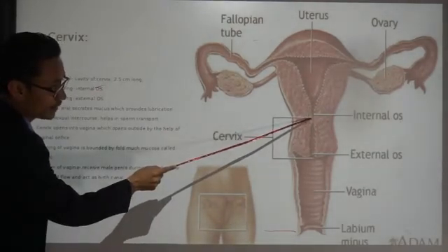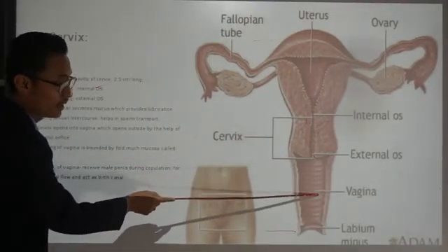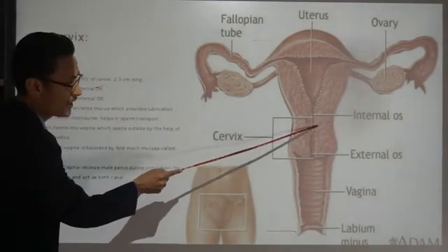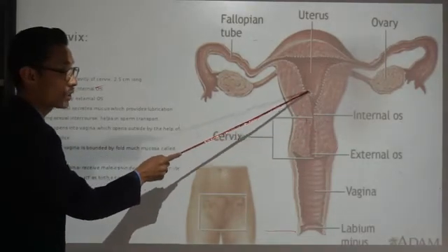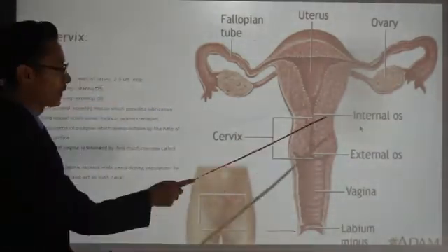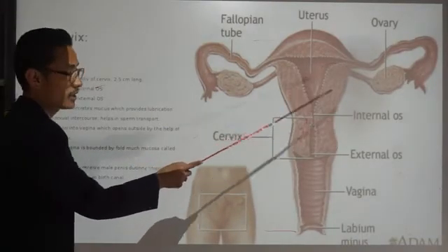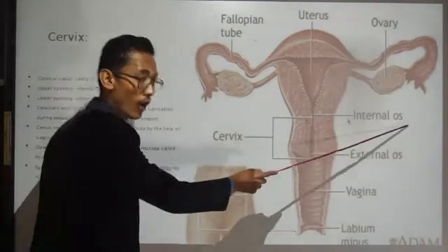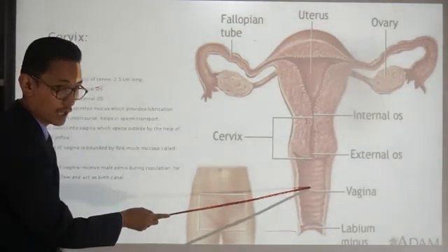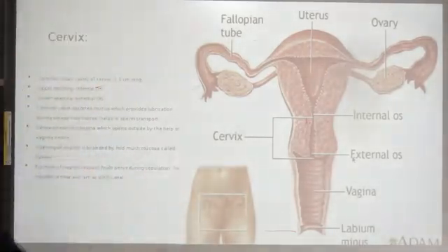At the upper opening, the cervix is connected with the uterus, and at the lower opening, it is connected with the vagina. The aperture from where the cervix connects with the uterus is called the internal os. Os means orifice. The lower aperture, the lower canal, which connects with the vagina, is called the external os or external orifice. Clear? Okay, next one.